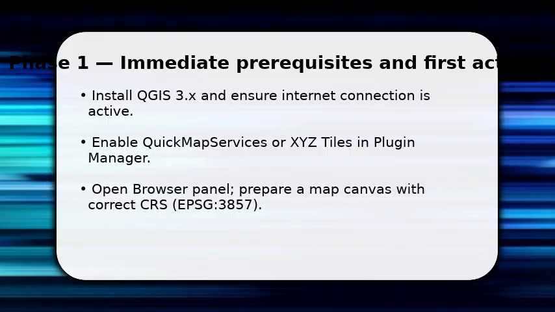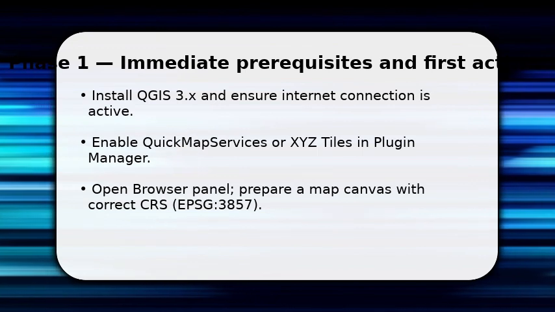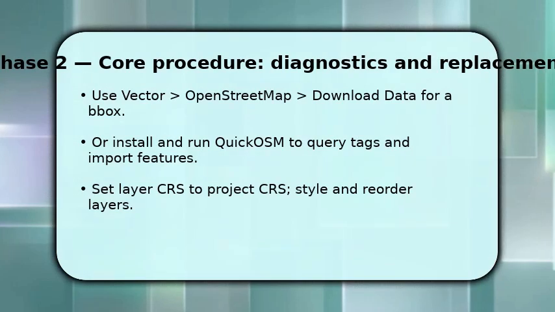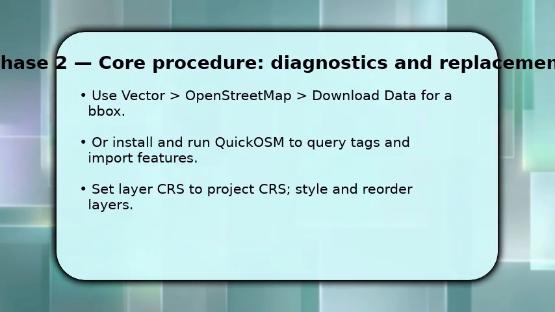Now, add a base layer. With Quick Map Services, search OpenStreetMap or create an XYZ URL and click Add. This gives you immediate, slippy OSM tiles to work with. Once the base tiles are visible, you may need vector features.